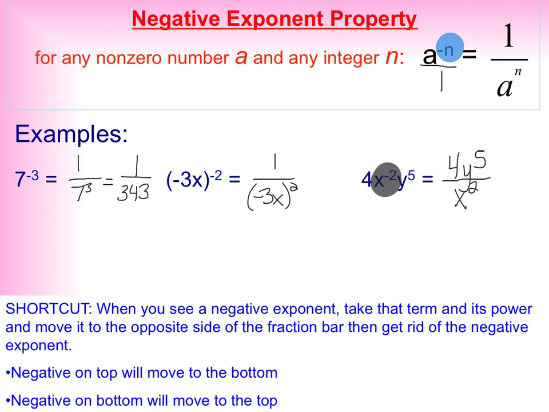So for a shortcut, what you can think about what we did here is that when you see a negative exponent, you're going to take that term that it's touching and its power and move it to the opposite side of the fraction bar and then get rid of your negative exponent. So negative exponent just tells you opposite side or opposite part of the fraction. So having a negative on top will end up moving that term to the bottom, and having a negative on the bottom, if you ever had a problem like that, then you're actually going to move that term up to the top and then make it positive.